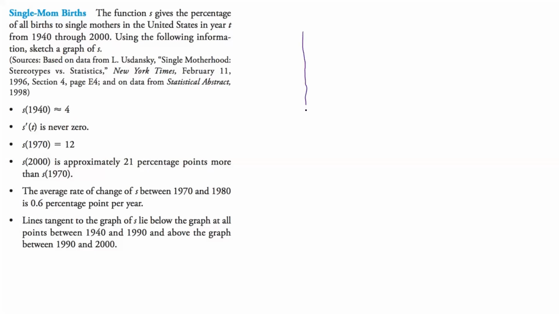So let's go ahead and think about this. Let's get our graph started and then we can start marking points. S is a percentage here, so this is going to be a percentage of births to single moms. And this is years since 1940. This is going to be our 0, and out here somewhere that's going to be our 2000, because we're going to go from 1940 to 2000.